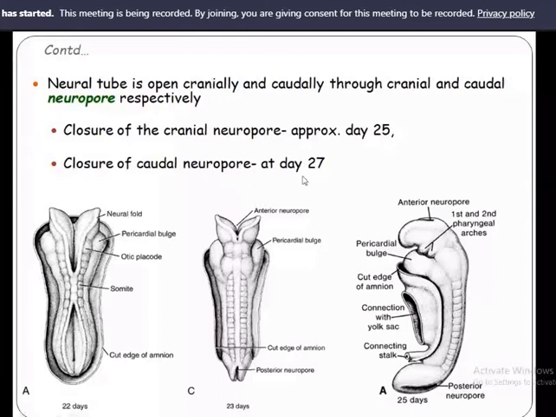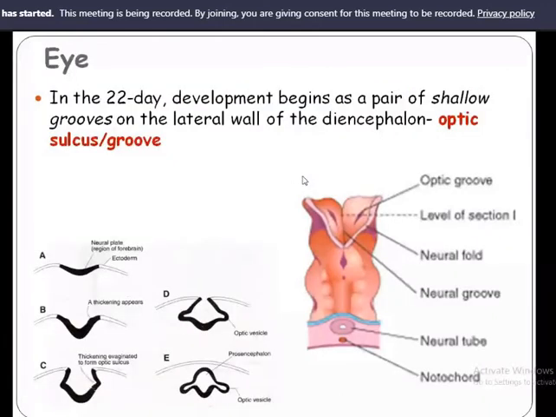Now next is the eye. After the formation of the neural tube, it gives rise to the central nervous system, the brain and the spinal cord. The proximal part, the upper part, will give rise to the brain, and the lower part will give rise to the spinal cord. And further, how is the brain formed? The brain is formed from the 3 brain vesicles.